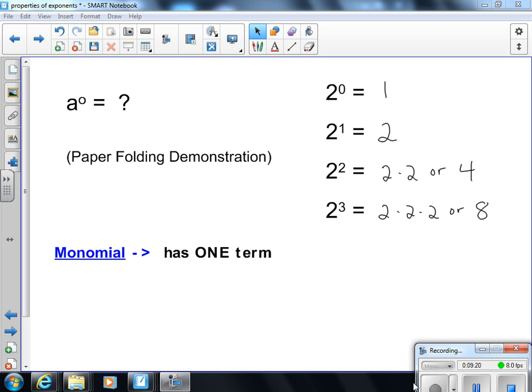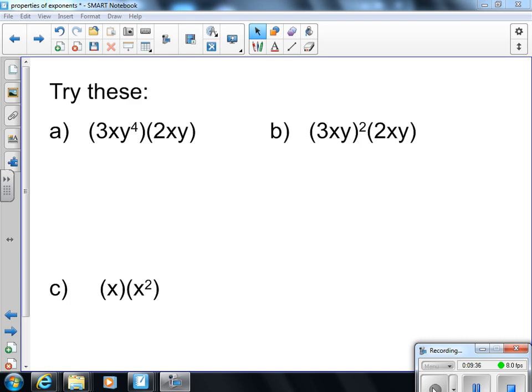Now, earlier this year, we talked about terms. Terms are units that are separated by addition or subtraction. Okay, I can have a bunch of things be multiplied together, but that still represents one term. So it would be considered a monomial. Because no addition or subtraction separates these, this is still considered a monomial. We're just going to be simplifying this monomial. So we're going to put together what we can.